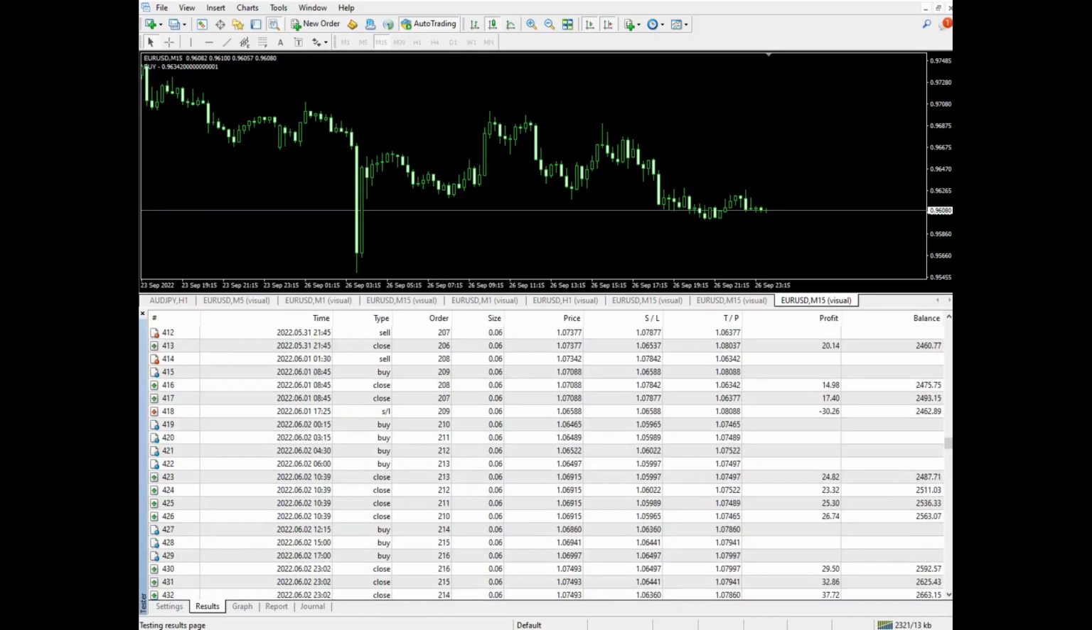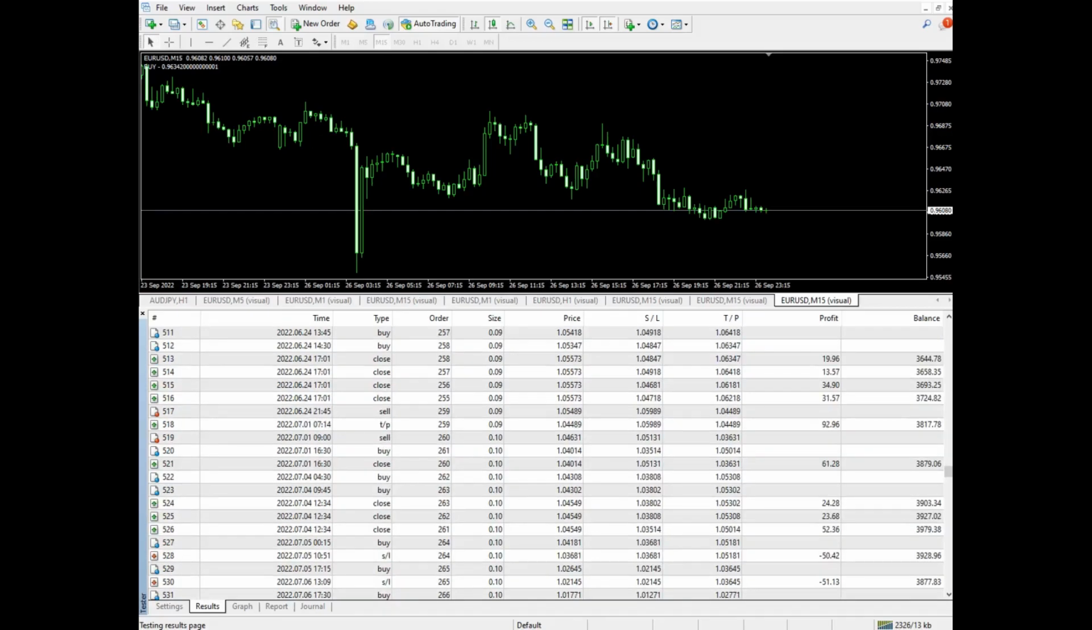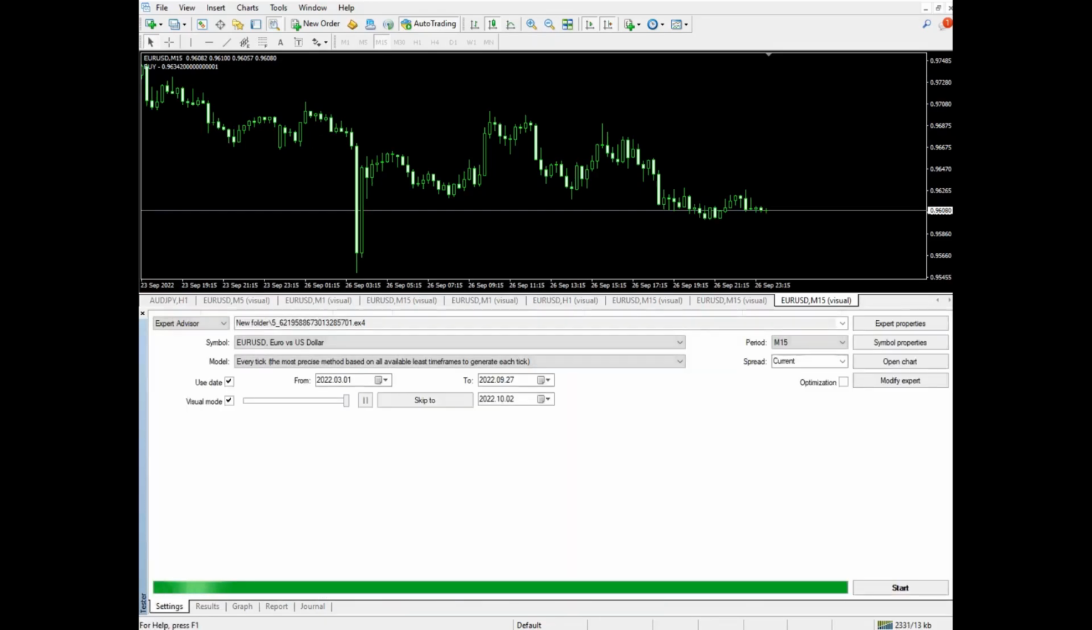The lot size used by this EA is 0.01. Frequently it keeps using the same lot size until your equity gets to a certain level where it's going to change from 0.01 to 0.02.